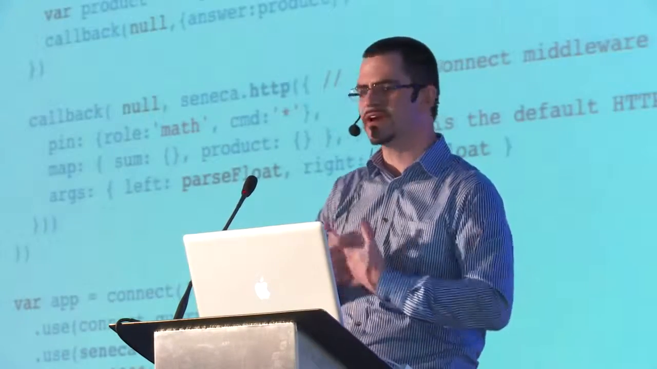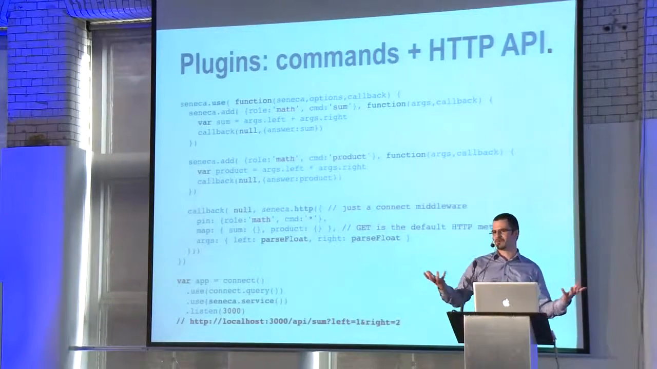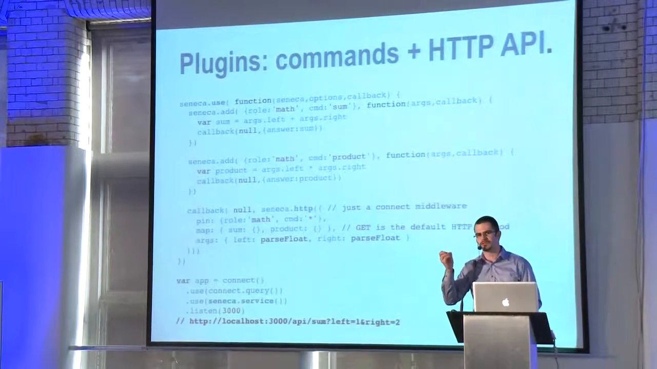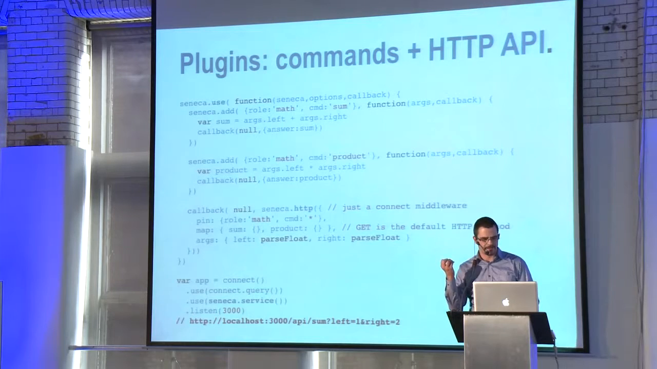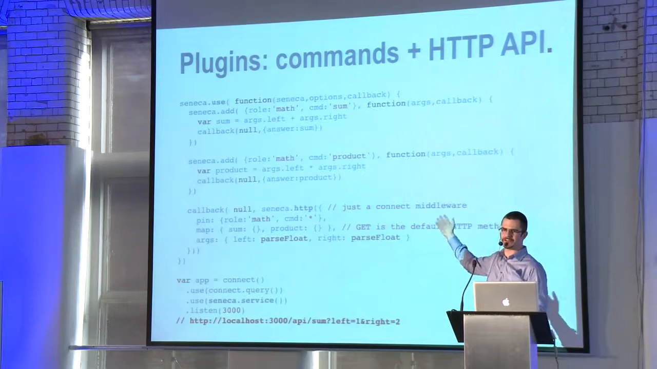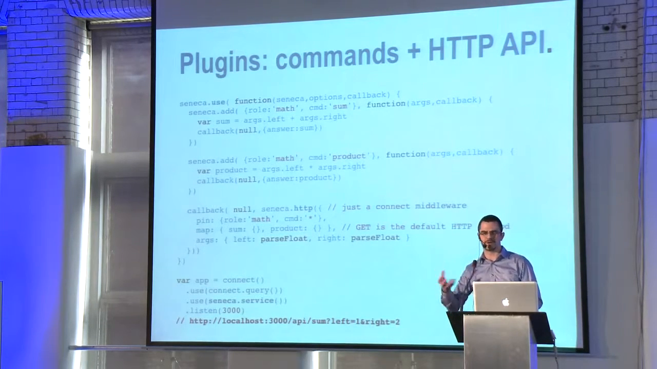So let's look at what a plugin looks like. In this case, I have a math plugin, and I want to do sums, and I want to do products. And this follows this really, really common convention with Node now, which is that your module is just a function. So you can see I'm calling seneca.use. It's analogous to connect.use or express.use. And I'm just passing in one function.